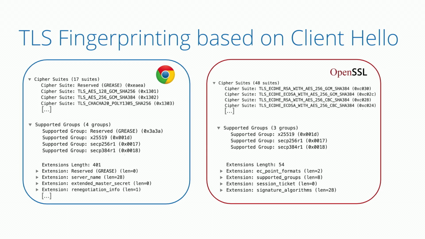Chrome sends these GREASE ciphers, which don't actually represent valid algorithms, to ensure that servers and middleboxes don't break when they come across values that they don't recognize. So if we see a client hello message with these 17 cipher suites in this exact order, along with this set of groups and extensions with the GREASE cipher suite prepended to each list, then we can reasonably assume that it was generated by Chrome's TLS library and not by OpenSSL.